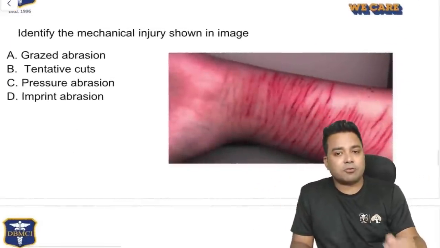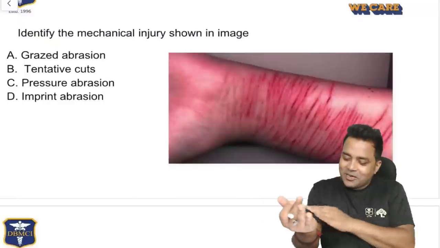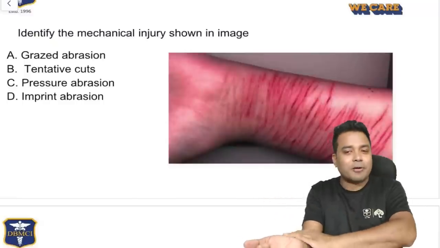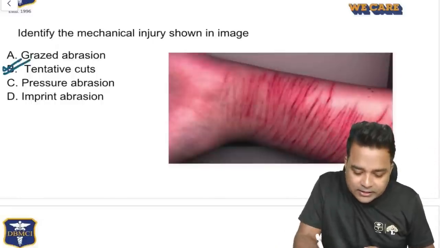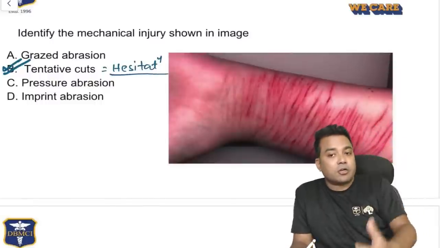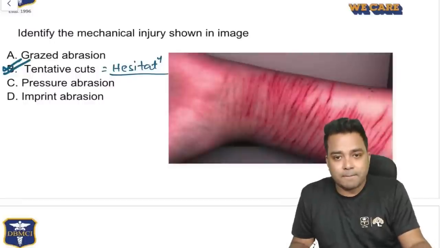Identify the mechanical injury. This everyone knows, every child knows. The moment you see multiple superficial cuts and few deeper cuts over the front of the forearm or front of the wrist, this goes with tentative cuts, also called hesitation cuts. And they are usually associated with suicidal tendencies. And which personality disorders are prone to show this behavior? Borderline personality disorders. Okay?